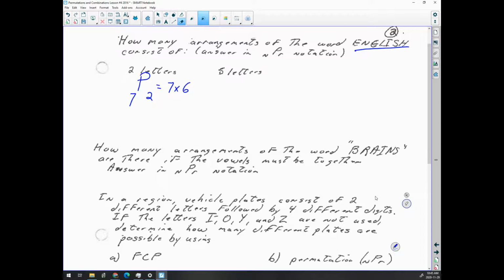5 letters: 7 pick 5, 7 times 6 times 5 times 4 times 3. Again, this is our fundamental counting principle, the multiplication principle, where this is our notation for permutations.